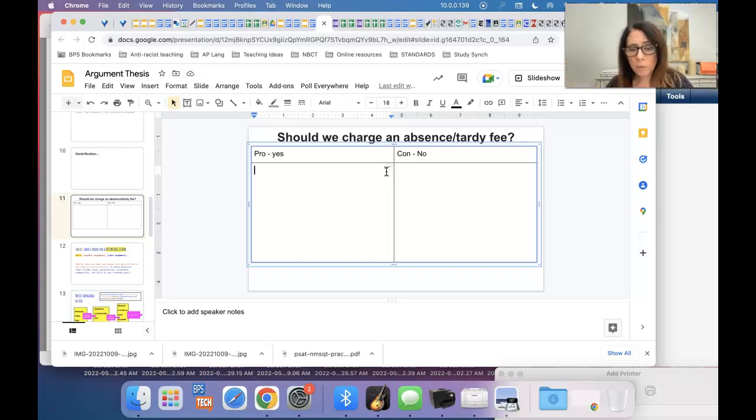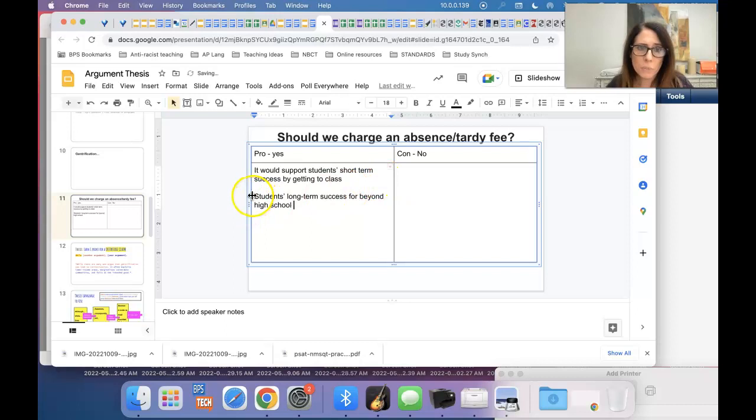So immediately off the top of your head, well, yes, it would support students' short-term success by getting to class. Now, one trick is to divide it by thinking in time frames. So can I actually get 2 reasons out of this by saying, let's think about the short term and then let's think about the long-term success. So I could say students' long-term success beyond high school. It would support that as well.